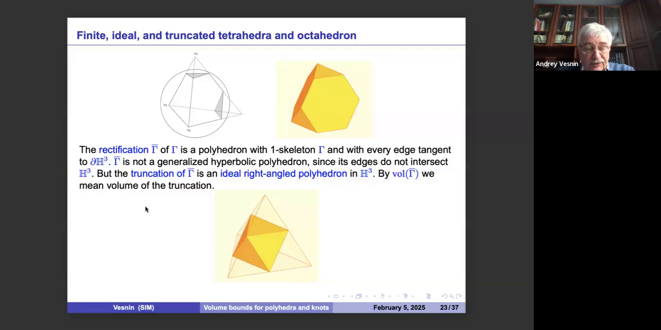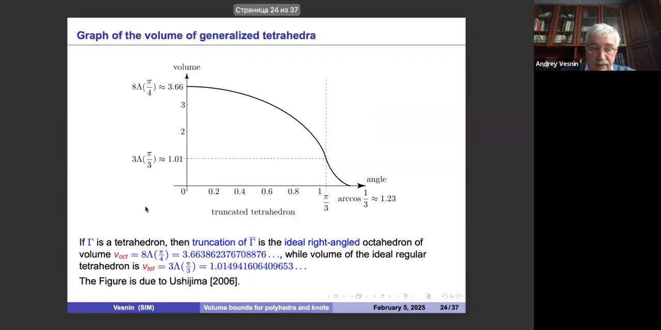So all vertices are ideal, and you have polyhedra with ideal vertices. And since you truncated by orthogonal planes, your faces will meet at angles pi over 2. So finally, you obtain a polyhedron which has ideal vertices and angles pi over 2. So it exactly belongs to our family of ideal angle polyhedra, and its volume is called the volume of rectification.